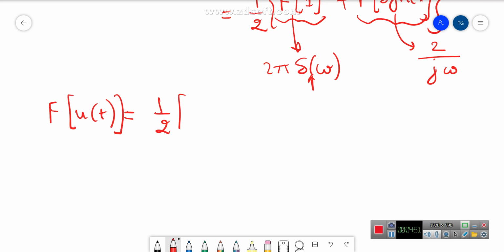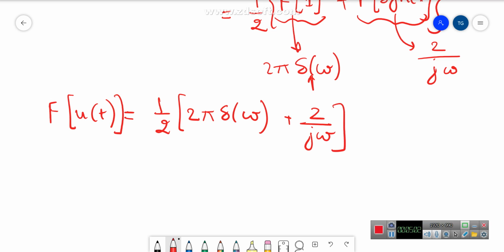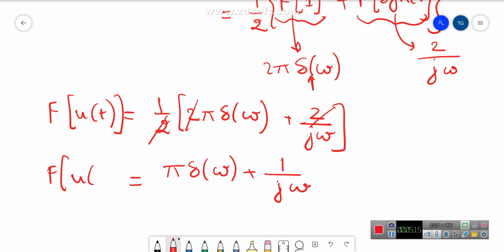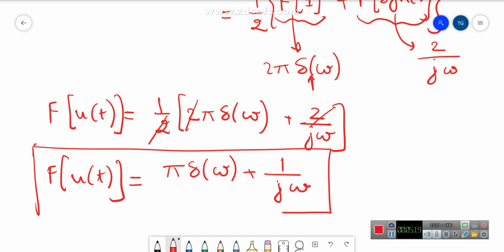So the Fourier transform of u of t will be half into 2 pi delta of omega plus 2 by j omega. So 2 can be brought outside, this 2 will get cancelled, and we are left with pi into delta of omega plus 1 by j omega. So this is the Fourier transform of our unit step signal. So this is how we find out the value.